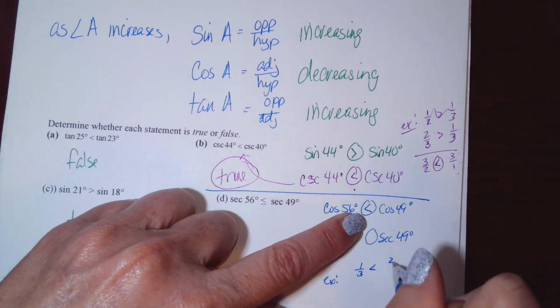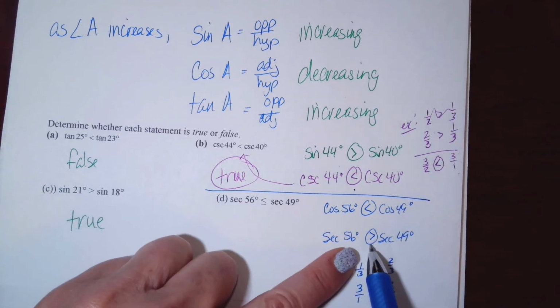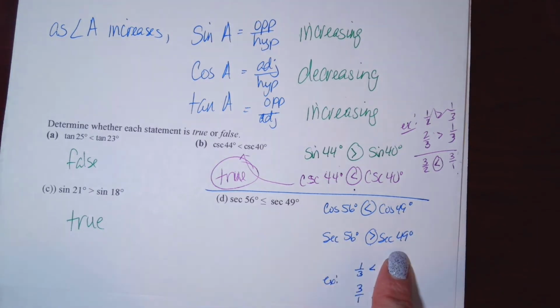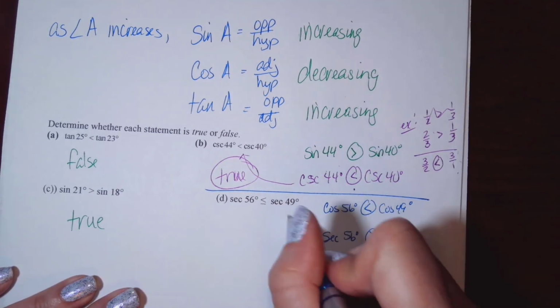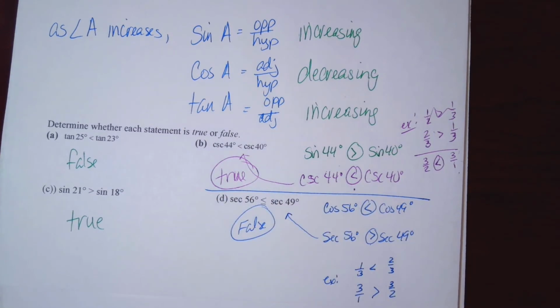1/3 is less than 2/3. When I flip those upside down, take the reciprocal of those, 3 is greater than 3/2. That relationship reverses, so I know that the secant of 56 degrees is actually greater than the secant of 49, which is not what that says. So this statement is false.